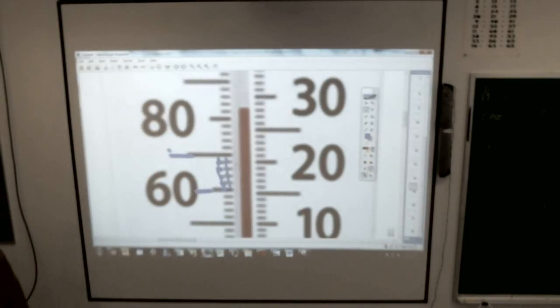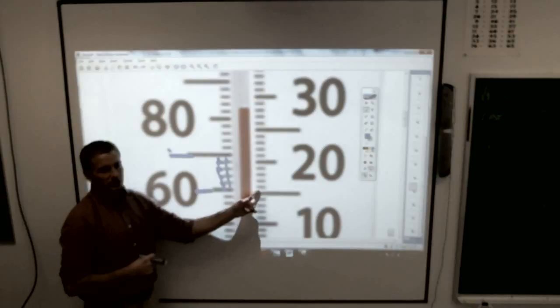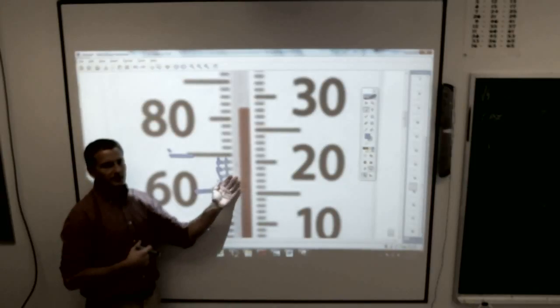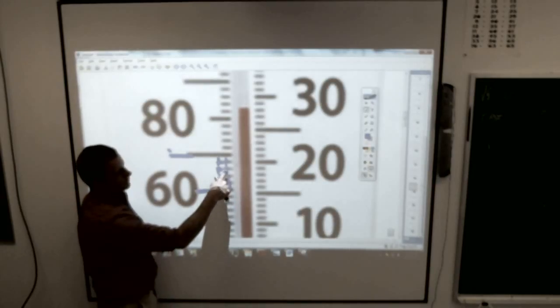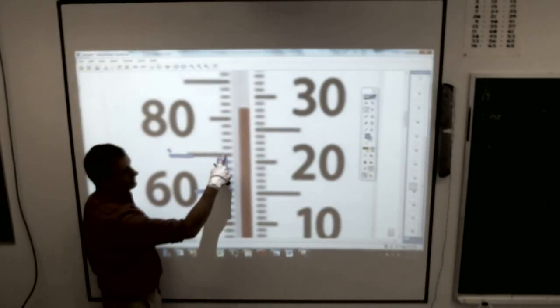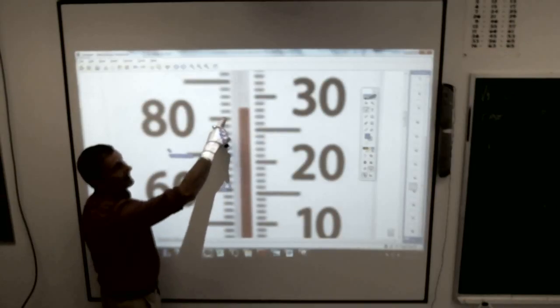Is that a little blurry for you? You know, if you go way, way back by Mrs. Smiley and even farther back, it gets a lot clearer. So how many degrees is each one of these spaces? 5. Not 5 degrees. 2 degrees, right? This would be 62, 64, 66, 68, 70, 72, 74, 76, 78, 80.